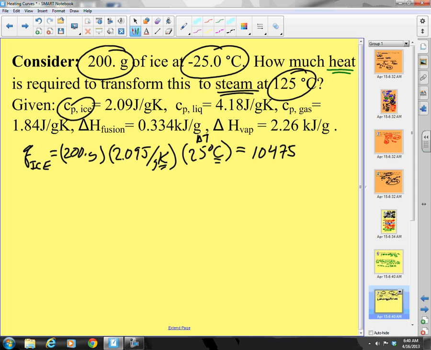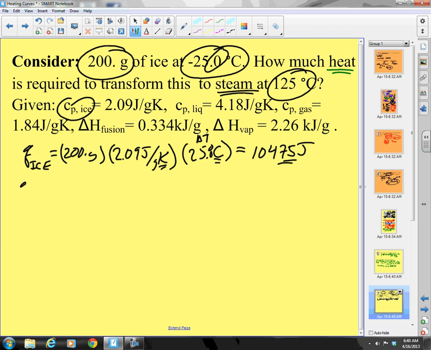I get 10475 what? Joules. How many sig figs? I can get, let's see, that's a 0.0. Sorry, I forgot about that. I get 3 sig figs out of this. 1, 2, 3, so that means those guys are not significant.